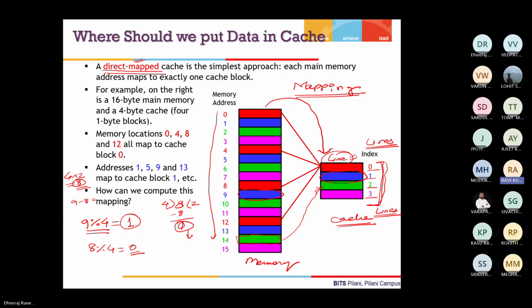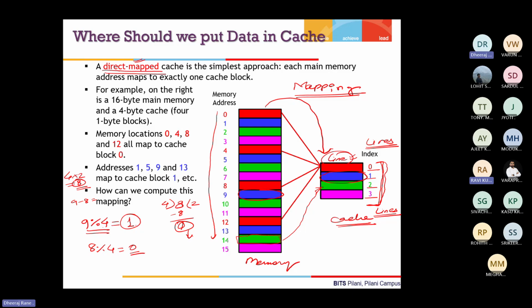So ideally, any word which is not in cache and needs to be brought into the cache, its index in the main memory needs to be checked, then based on this modular calculation, it needs to be brought into the same index in the cache memory. This is the case with direct mapped. But in the case of, let's say, 9, it is replacing the block at index 1 in the cache. What happened to this data which is in cache?